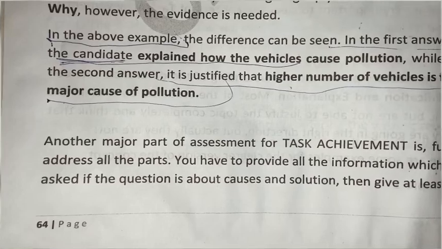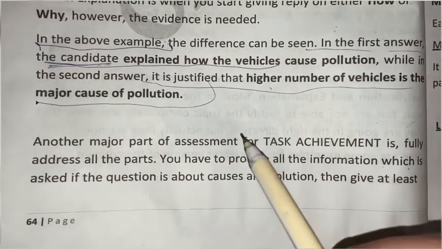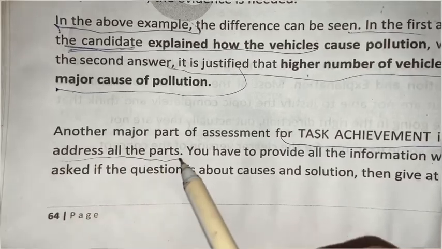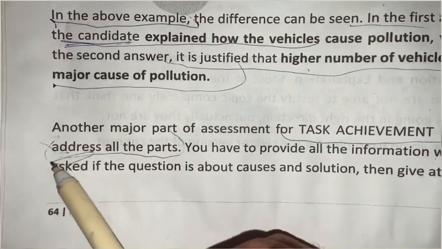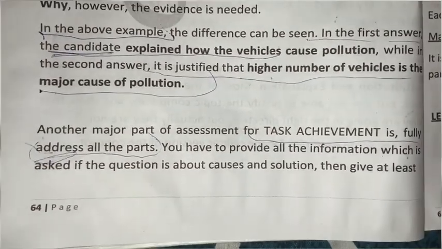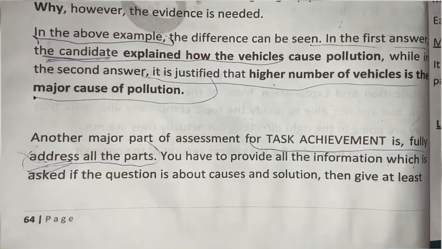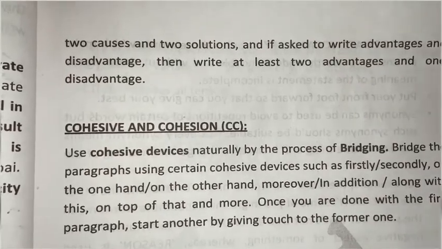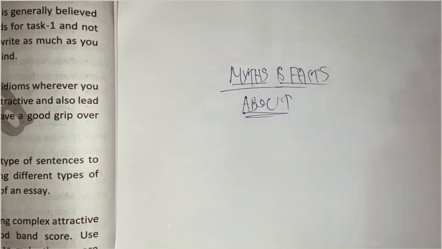And another major part of the assessment for task achievement is fully addressing all the parts. So you have to address all the parts in the given passage, and you have to provide all the information which is provided, two causes and two solutions, and if asked to write, you should write all about this.